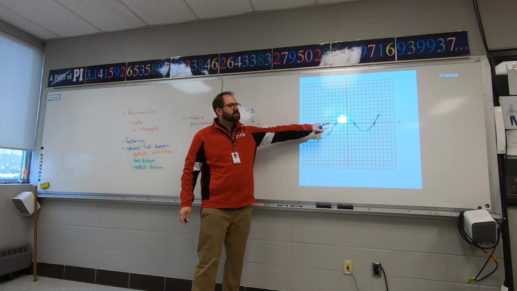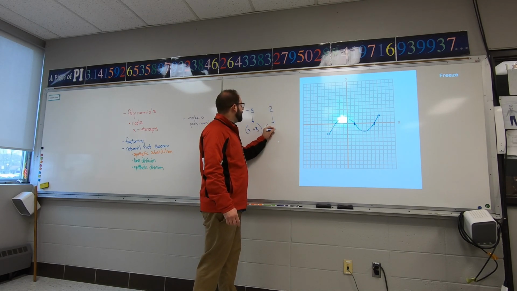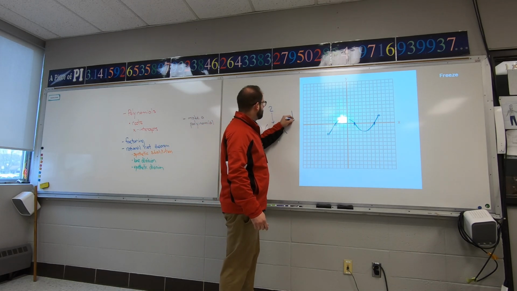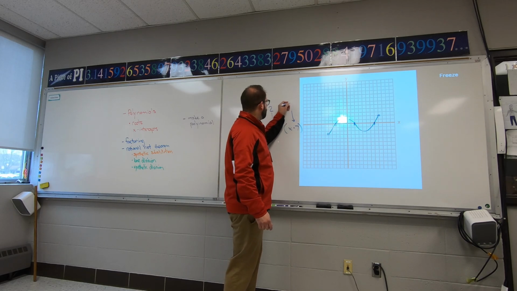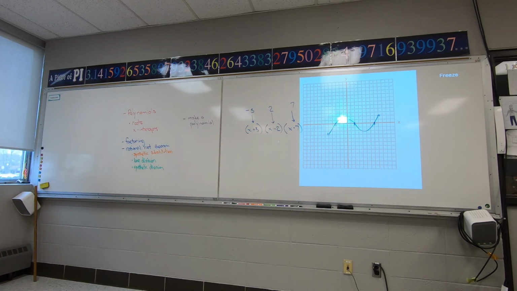What's the parenthesis that represents 2? X minus 2. So it'd be x minus 2, right? It's always the opposite of that number inside that parenthesis. And the last one? X minus 7. That would be my 7 number, right? Make sense? Okay.